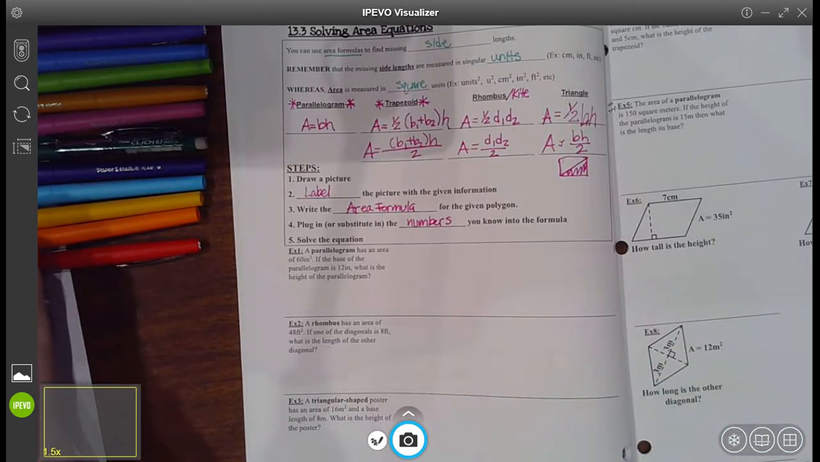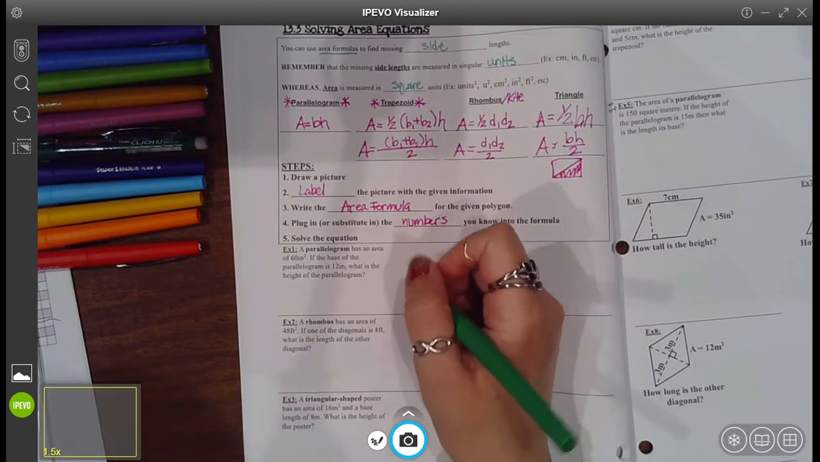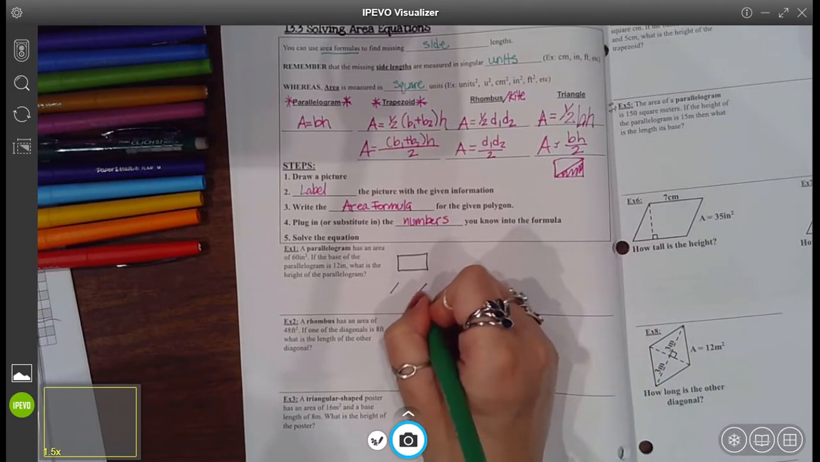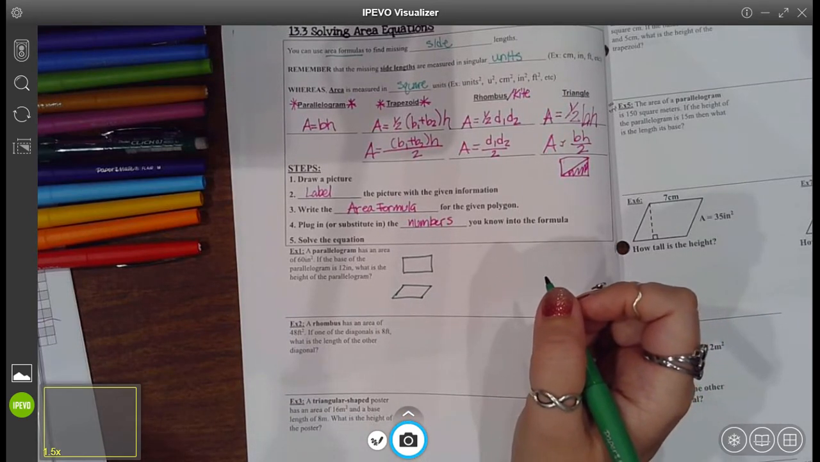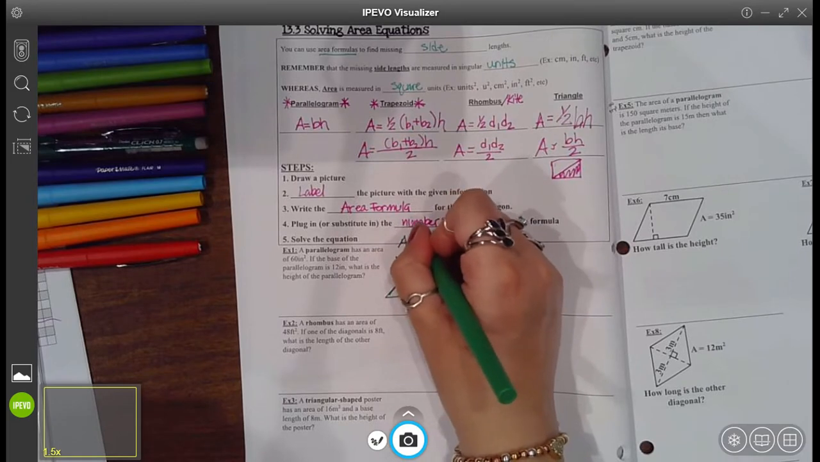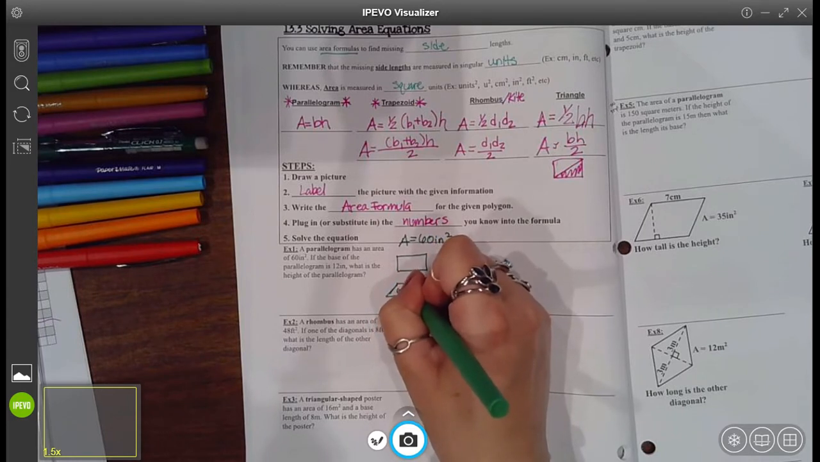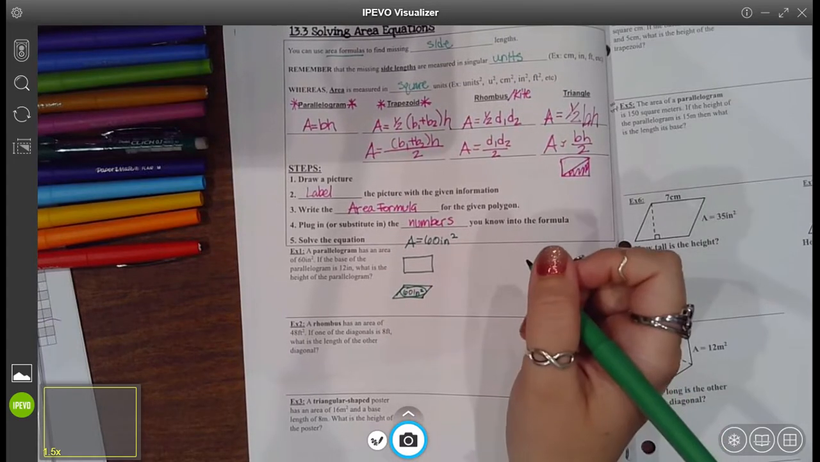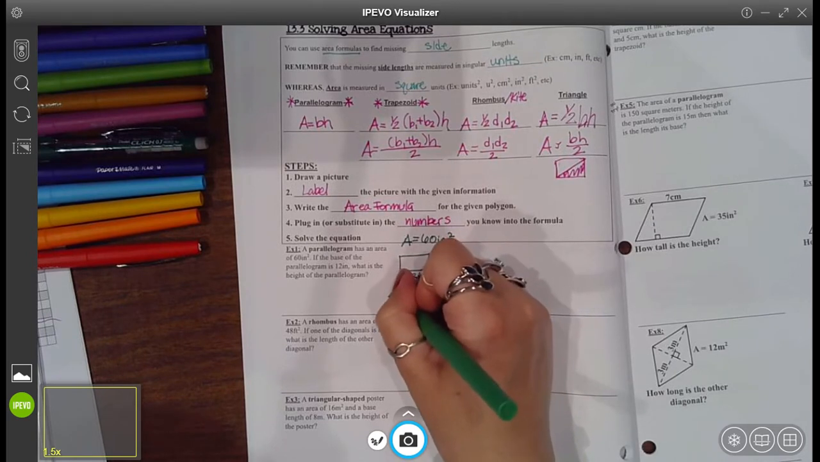Okay, the first one, example 1, says you have a parallelogram, and it has an area of 60 inches squared. So I'm going to go ahead and draw myself a parallelogram. Whether I choose to draw it like that or like that doesn't really matter, right? Sometimes you might notice that they put that information inside the shape. And that lets you know, hey, that's the area, the total measurement inside. And then they also said the base is 12 inches.